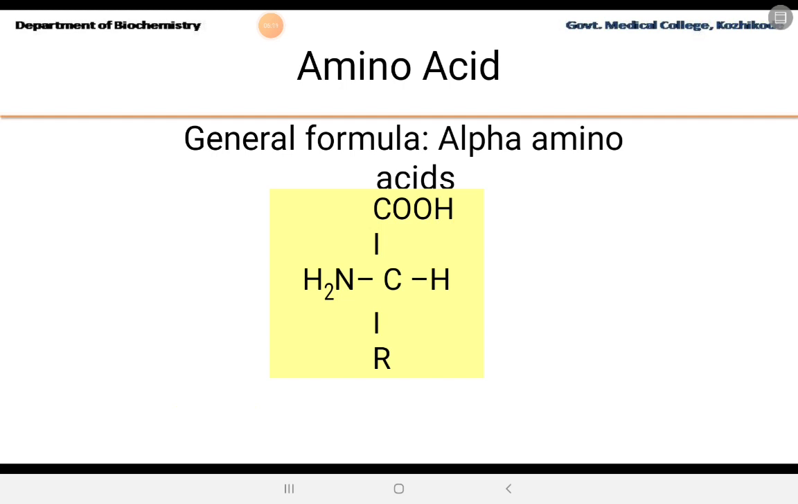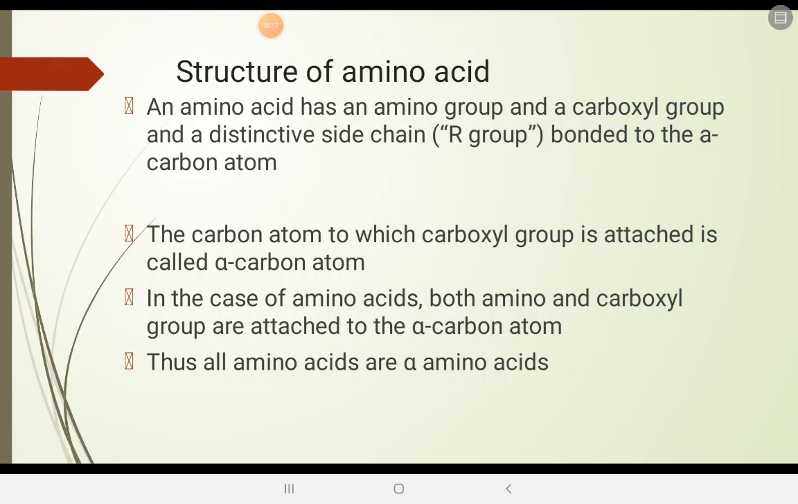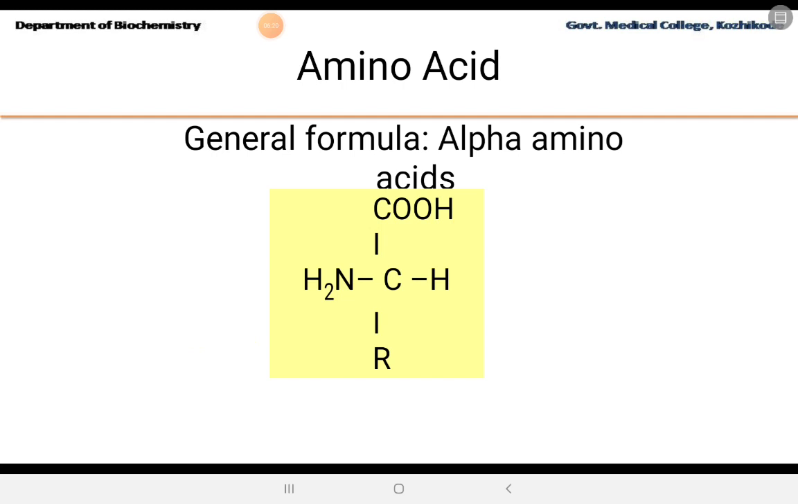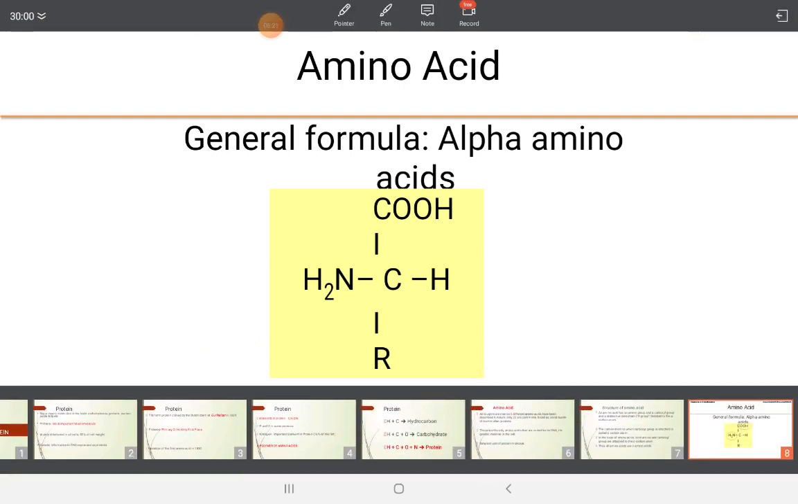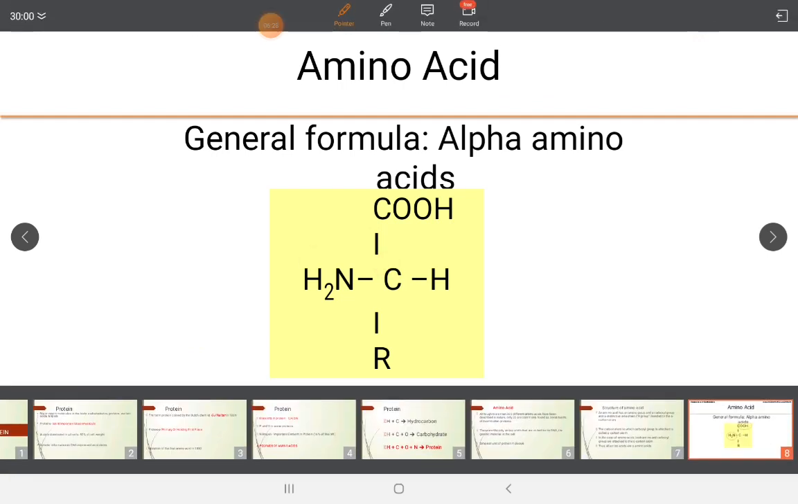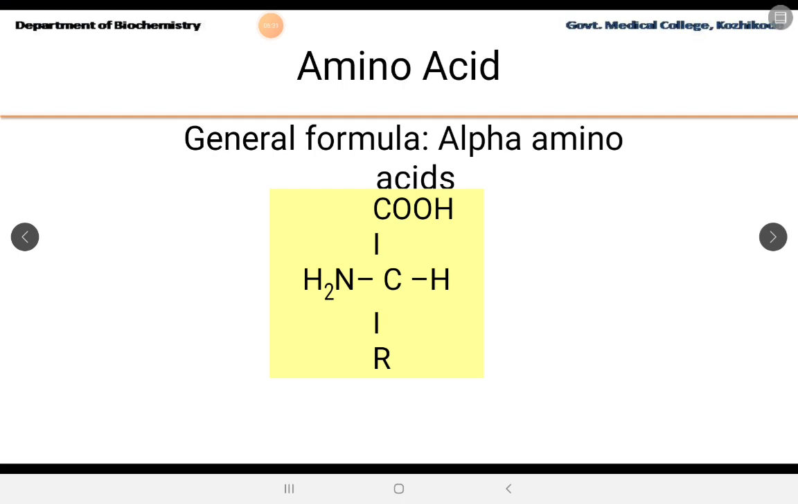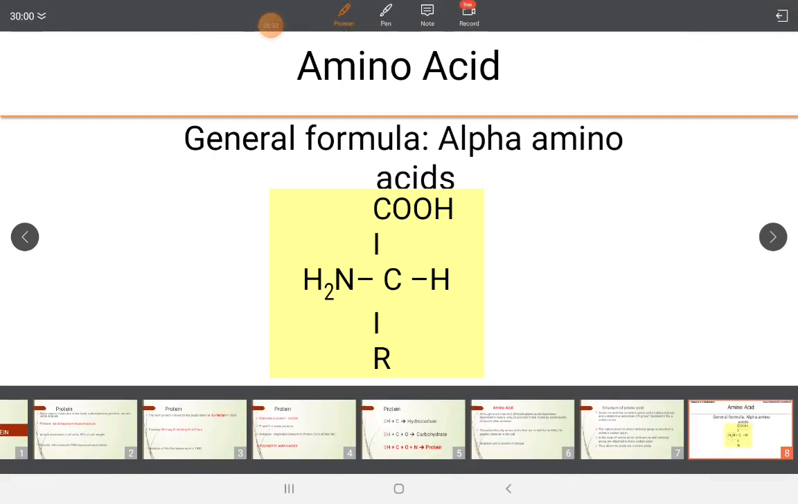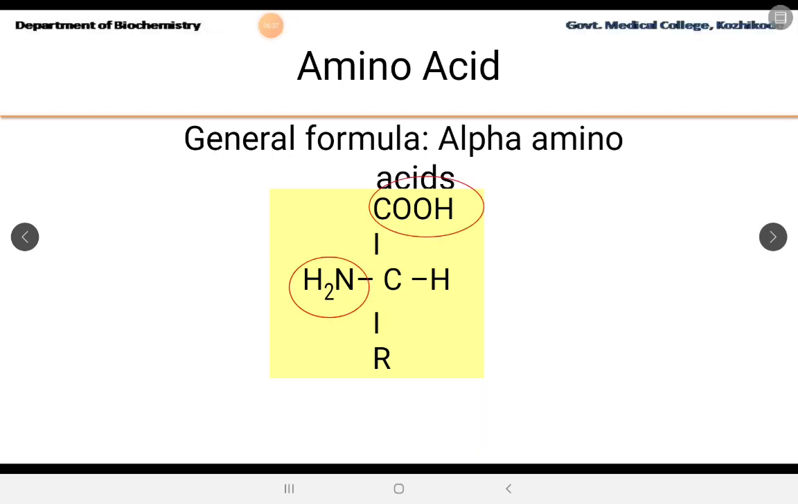This picture shows the general formula of an alpha amino acid. This is the alpha carbon atom, this is the amino group, and this is the carboxyl group. This is the side chain. So, carboxyl group, amino group and side chain.